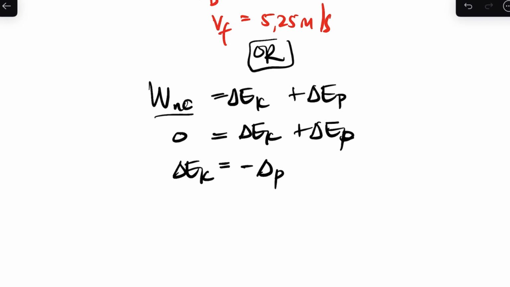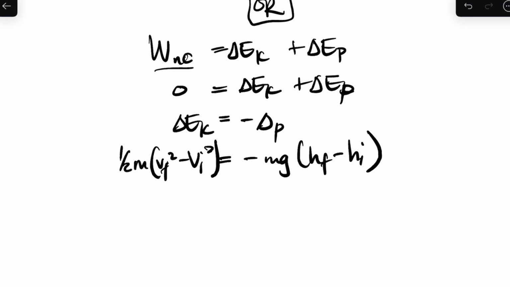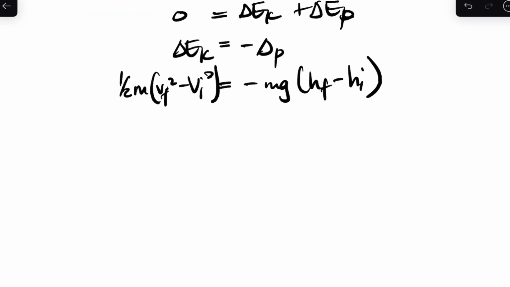It's going to be like this. So as you can see, guys, this will be the same with what we have done above. So it's mgh final, mgh initial. So guys, eventually it's going to be the same. Everything that we're going to substitute is going to be the same here, right?